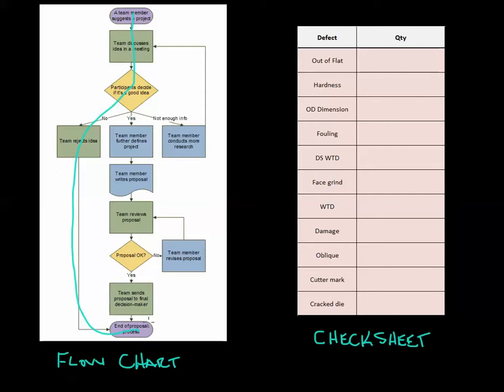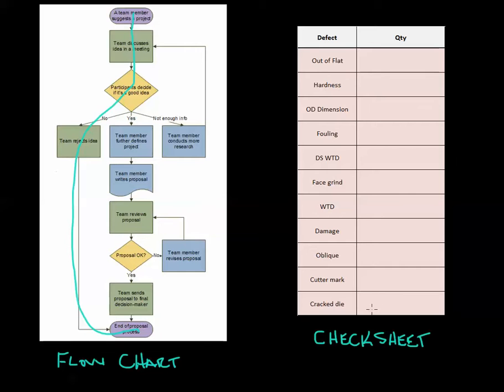It helps if you're leading a continuous improvement project. Maybe you're auditing a quality system. Maybe you're looking at a lean manufacturing improvement project. The flow chart is going to be a great place to start to understand what does the process look like.